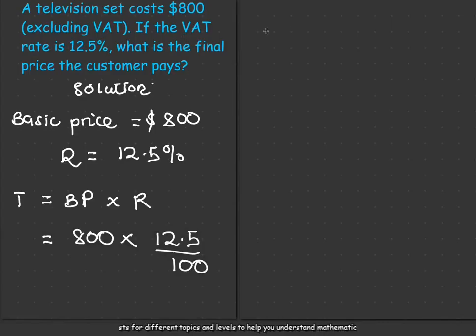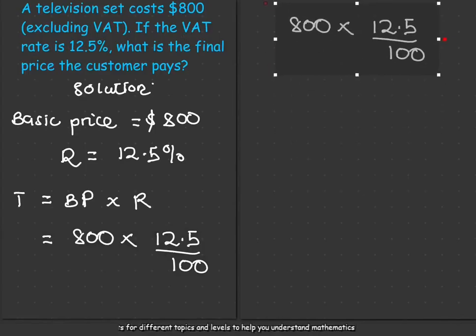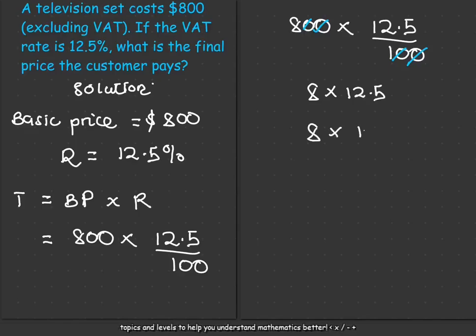So let me just take it to this side, and then simplifying, we know these zeros, that is what we have as the denominator, would cancel out this one here. If you have a calculator, you can just punch and then go your way. But since we are not having one here, let's see how best we can do that. So we have 8 times 12.5, and then 8 times 125 over 10. That is converting this into a fraction. And we can now proceed.